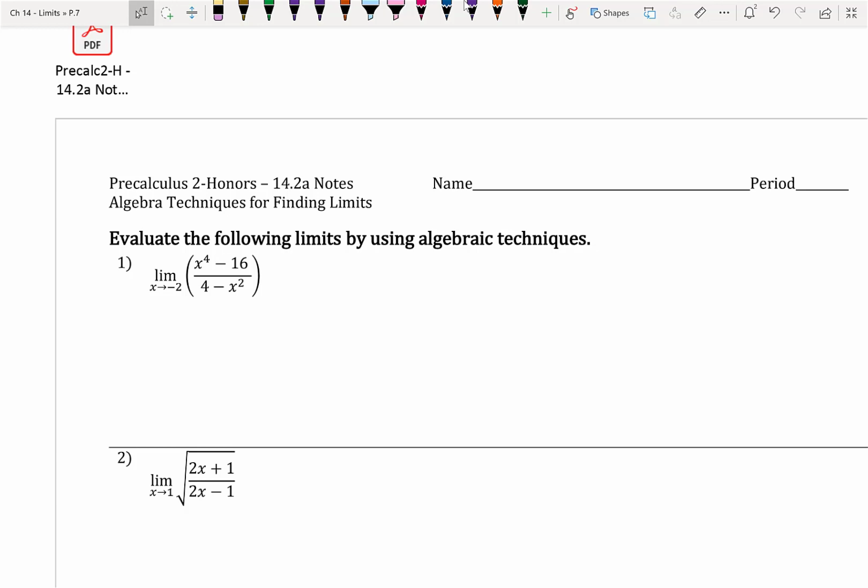Algebraic techniques means first trying to see if the value plugs in. So to first do this, plug it in and see what happens. What happens when you try to plug 2 in, or negative 2 in for x here? Is it specifically undefined? Because if it's undefined, we have a bigger problem.